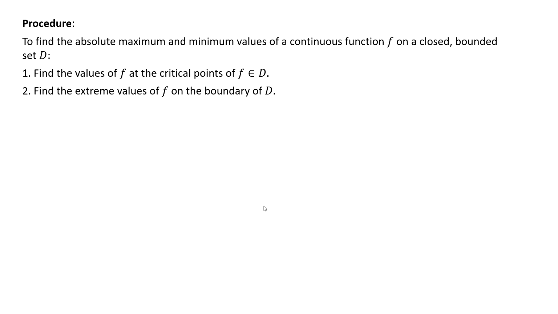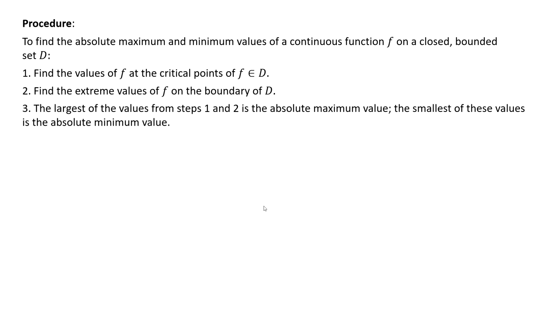Here we don't have ends of an interval. Instead, we have a boundary. So find the extreme values of f on the boundary of D. And the largest of the values from steps 1 and 2 is the absolute maximum value. The smallest is the absolute minimum value. Cool. I will solve quite a few problems to solidify this concept.